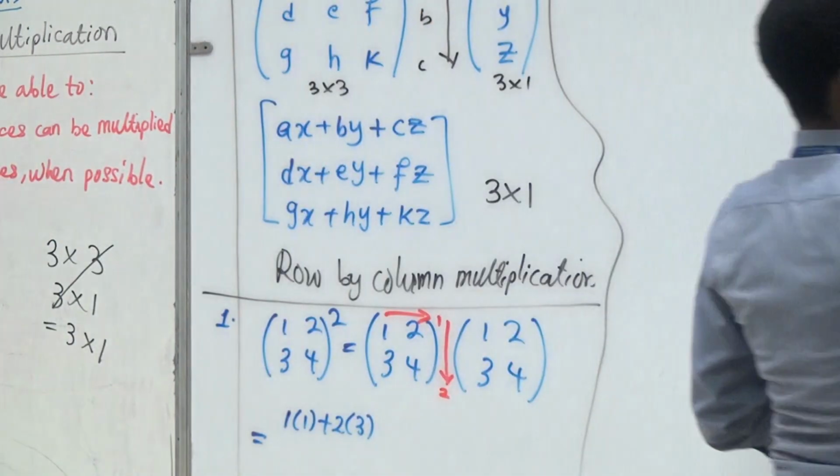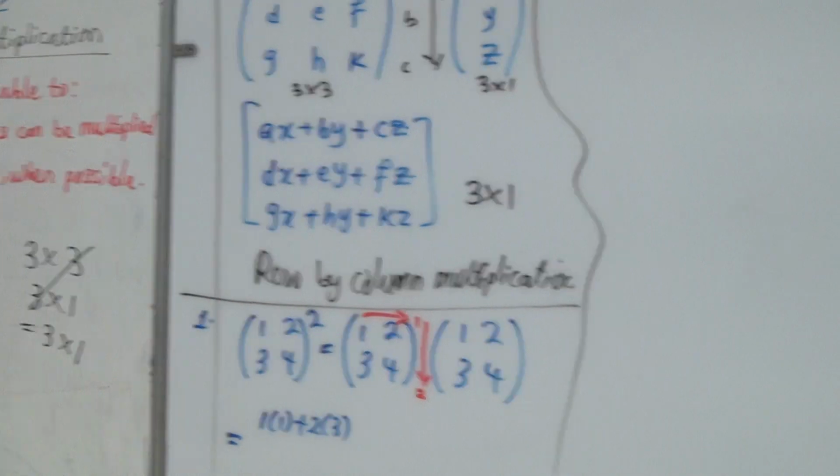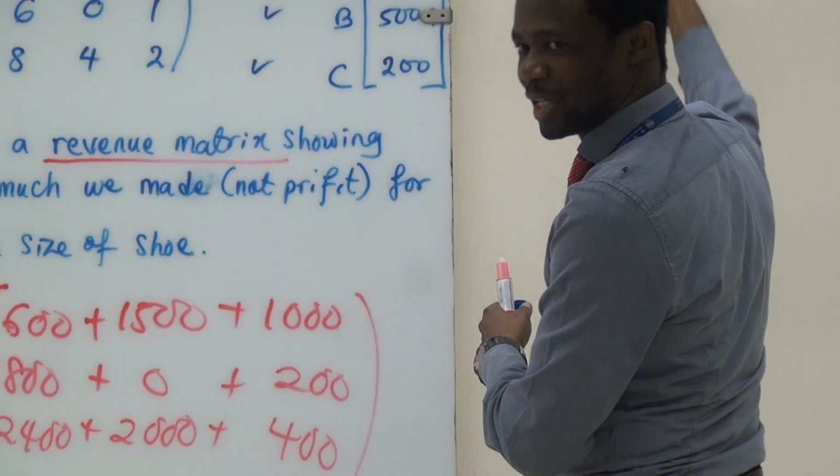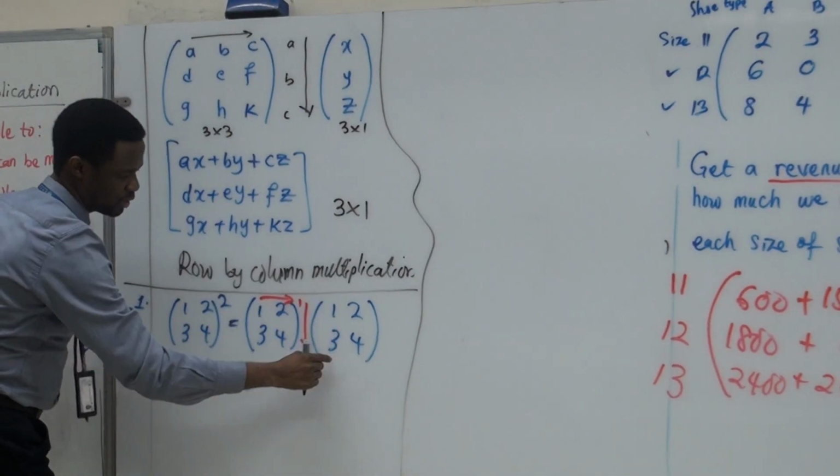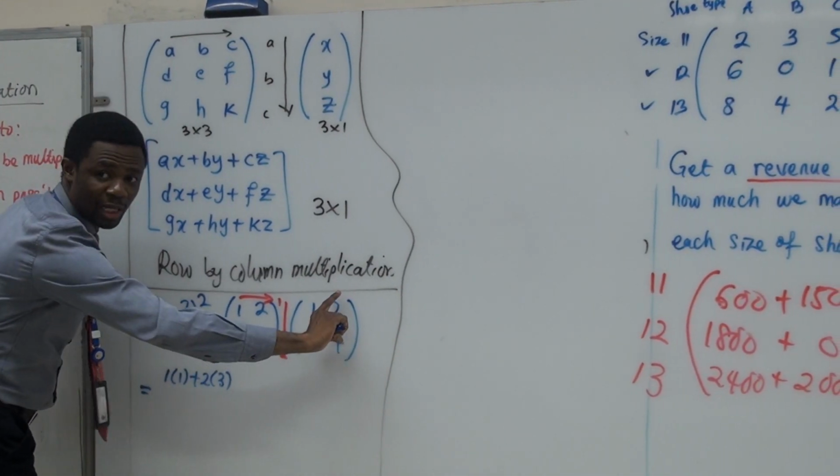Then we have another entry, and another entry. Can you see that? So this goes for this. Then this same row, we have to multiply by the second column.